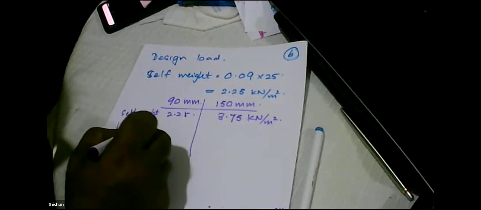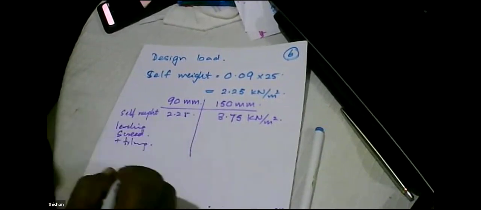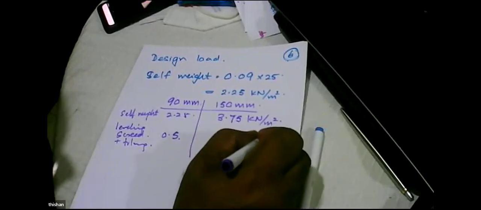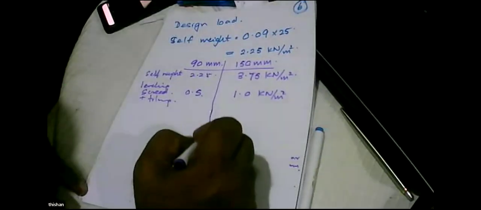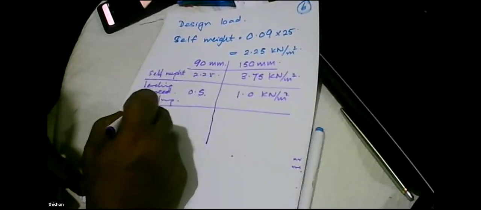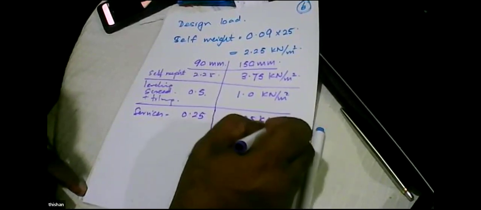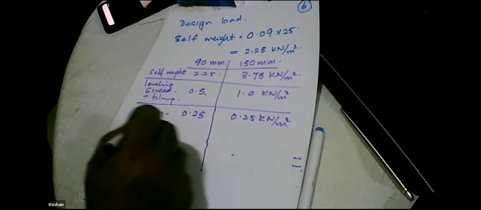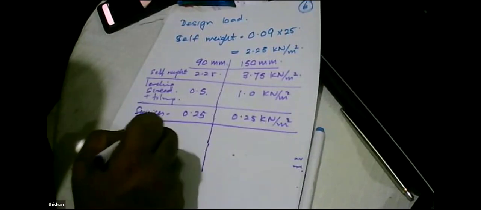Then leveling screed, plus tiling. Here an allowance of 0.5 would be sufficient. Here we need an allowance of 1 kilonewton per meter. So we just keep it as 0.25 because these are apartment buildings, so we don't have a massive collection of services. No partitions, live load 2.